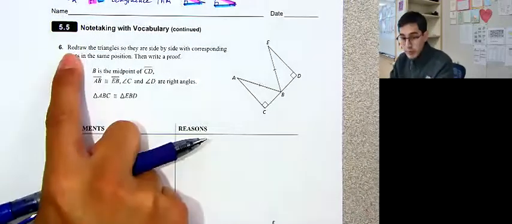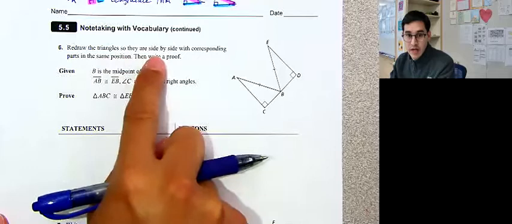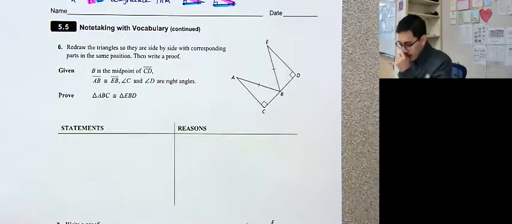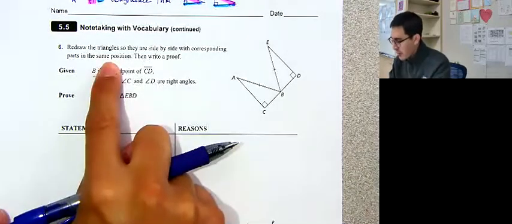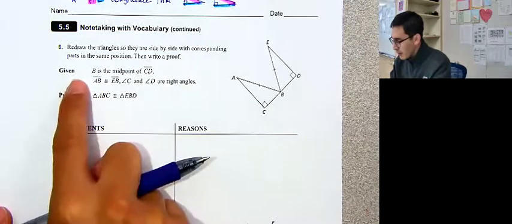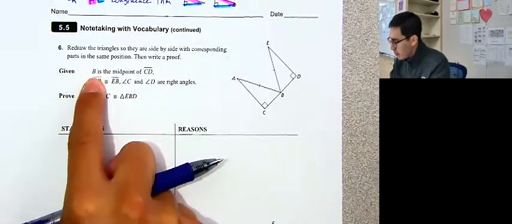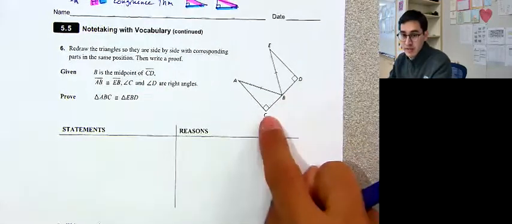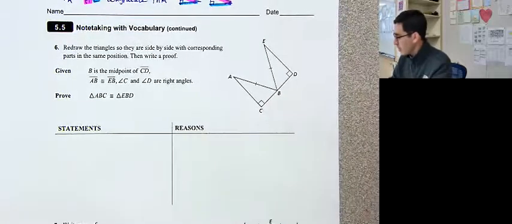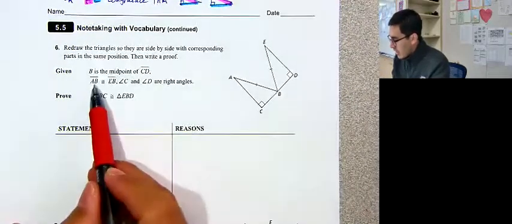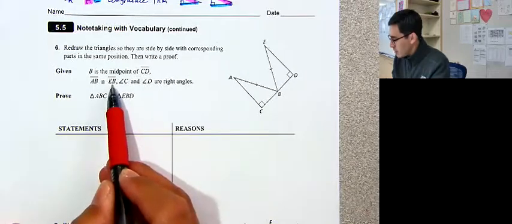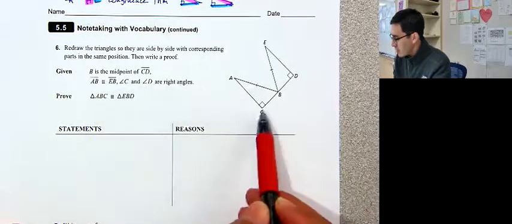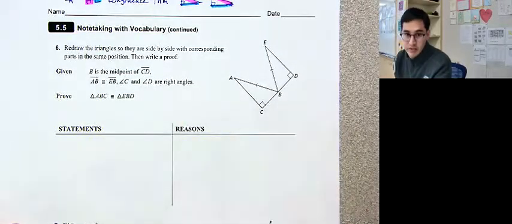All right, so question number 6, it says redraw the triangles so that they are side by side with corresponding parts in the same position, then write a proof. Actually, I'm going to skip that for now. Maybe we can come back to it at the end. So what we know is that point B is the midpoint of the segment CD, right? So B is in the exact middle of this segment here. Segment AB is congruent to segment EB. So you can already see that they have the single tick marks there. And then angles C and D are right angles, and you can see that those are already marked as such.